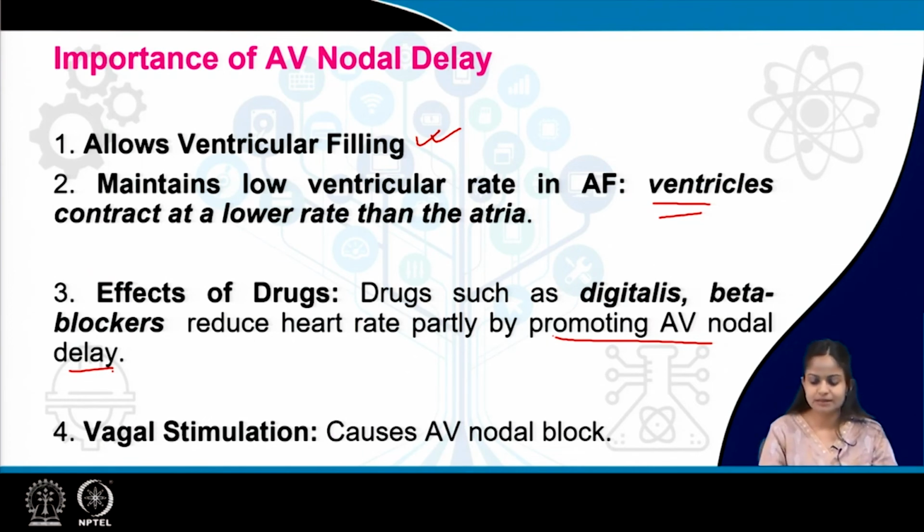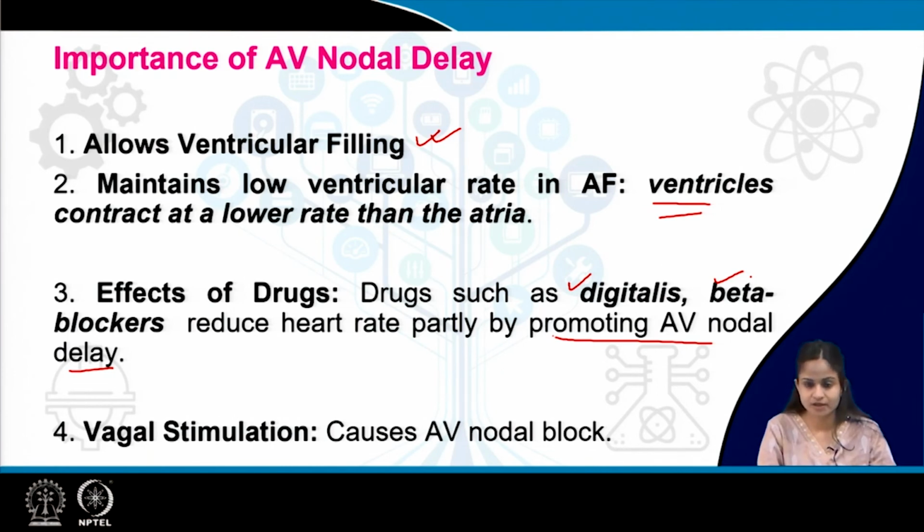These are a few examples: digitalis and digoxin, or beta blockers. Now, the mechanism of action of digitalis and digoxin has already been discussed, that is, it is a blocker of the sodium potassium ATPase pump, and beta blockers act on the beta 1 receptors present in the heart.